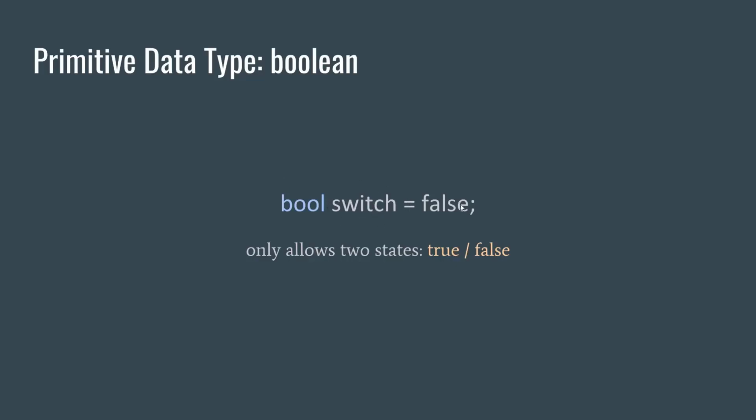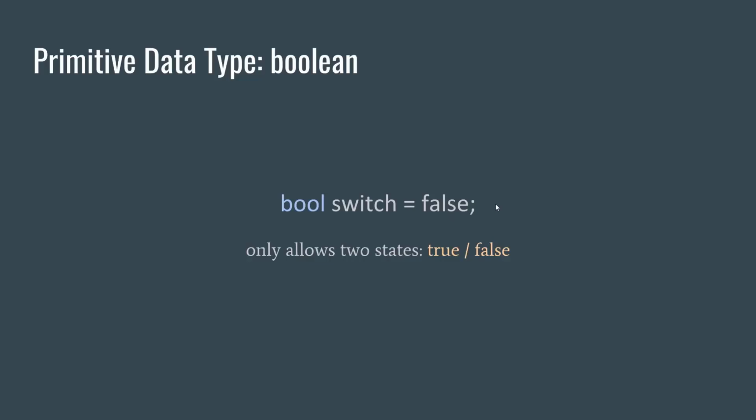Now we have assigned something which is not a number, but which is the keyword false. This pretty much means that this bool, this switch bool, will be false, and it can only have 2 values. So it can either be true or it can be false. So it's like a switch, it can be active or inactive.